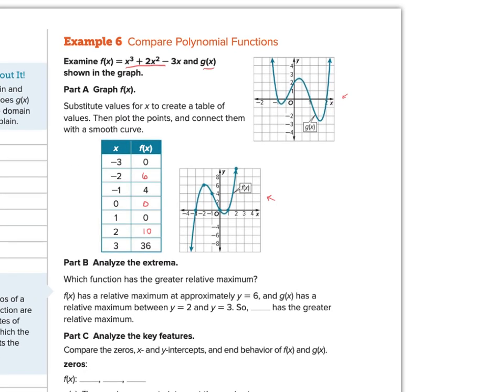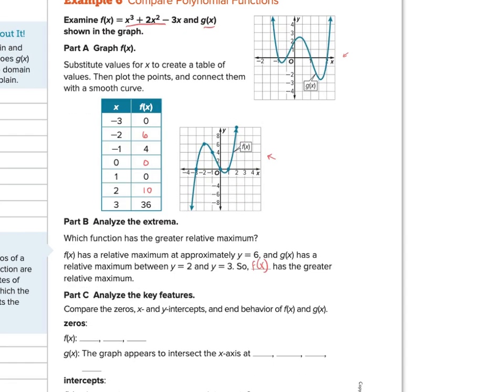And then the relative maximum is approximately, for f of x, y is 6, and g of x's relative maximum is y is 2.5, or I guess they said 2. It occurs between 2 and 3, right? So about 2.5. So f of x has the greater relative maximum. So we're just comparing functions by the information we know.